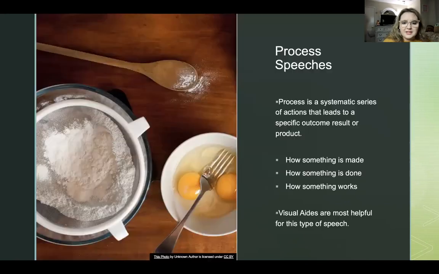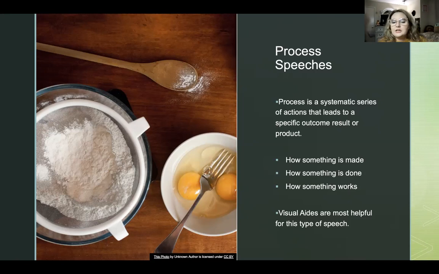The next form of speech is the process speech. A process speech is a systematic series of actions that lead to a specific outcome or a product. This is like the how-tos: how to make something, how something's done, or how something works. This would be the type of speech that you guys will be giving in your assignment for this week.